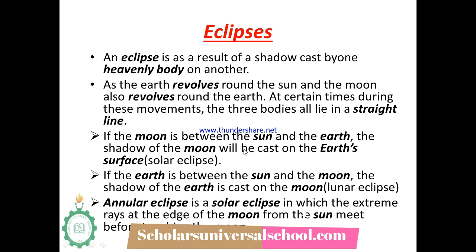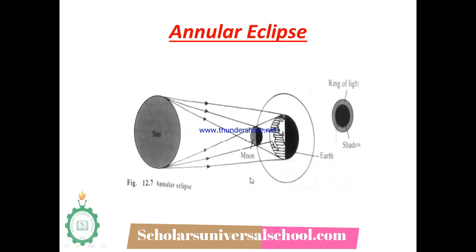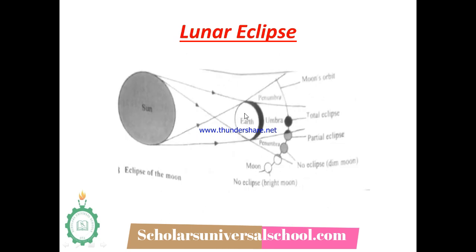So going back, now if the earth is now the one between the sun and the moon. Now, remember in solar eclipse, the moon was between the sun and the earth. But now if the earth is between the sun and the moon, the shadow of the earth will now be cast on the moon, giving us what? A lunar eclipse. So this is a lunar eclipse. You have the earth in between the sun and what? The moon. Now, the reason why you have these several diagrams of the moon is because remember that the moon is revolving around the earth.